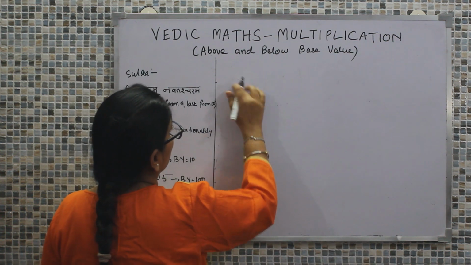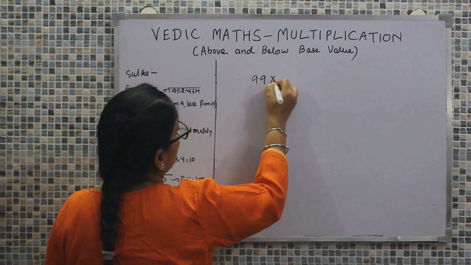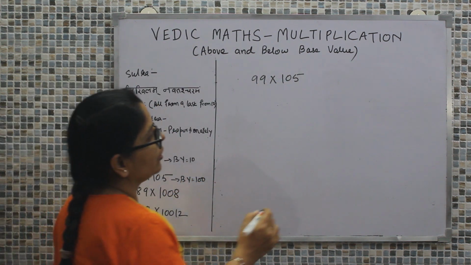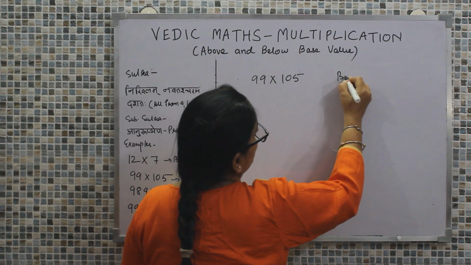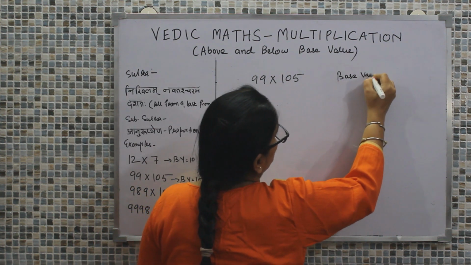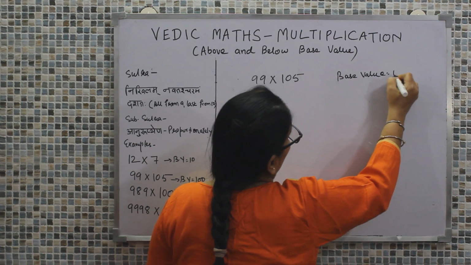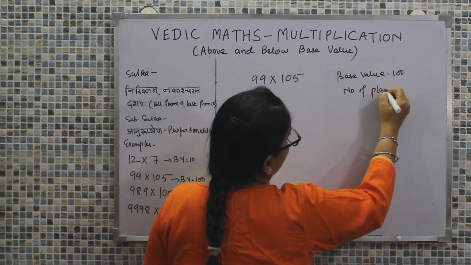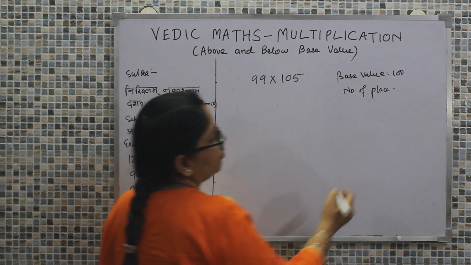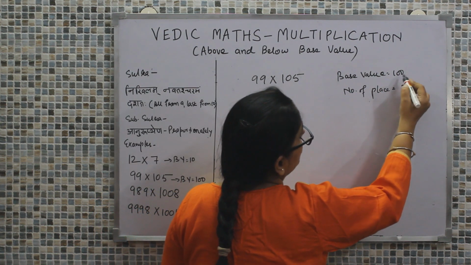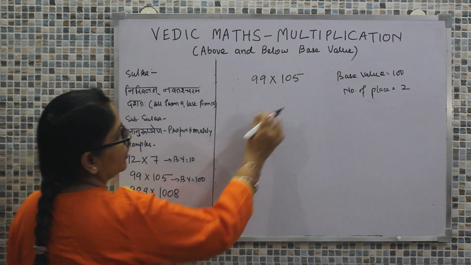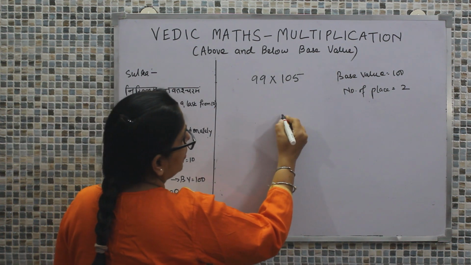So we have 99 into 105. Both these values are nearest to 100. So the base value would be 100. The number of places that we need to leave down for the RHS will be 2, and it is governed by the number of zeros we have in the base value. Fine, that's done. Now let's come up with the calculation.